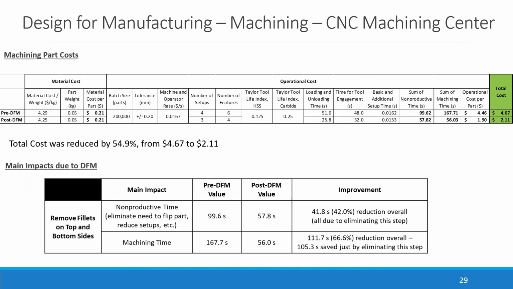In terms of costs, it was reduced overall by 54.9% from $4.67 to $2.11, and the primary driver of this was removal of the long fillets on the top and bottom sides of the part. This primarily impacted non-productive time, so setup time of flipping the part and tooling changes, as well as machining time that is required to machine those long fillets.